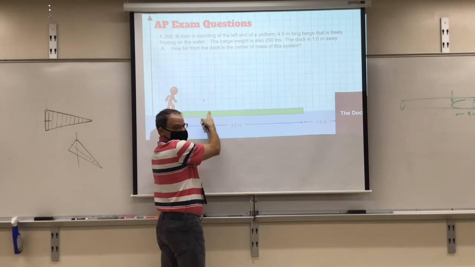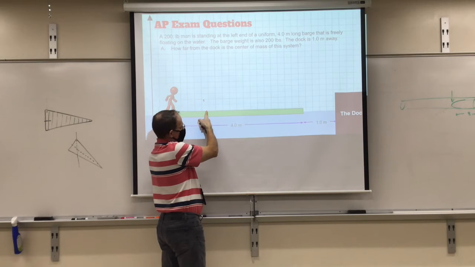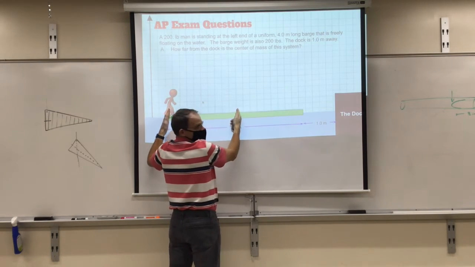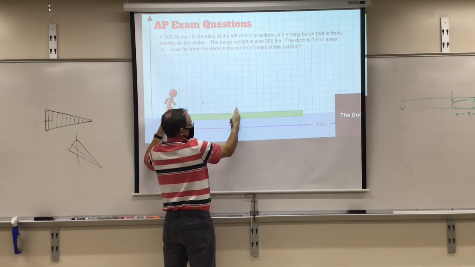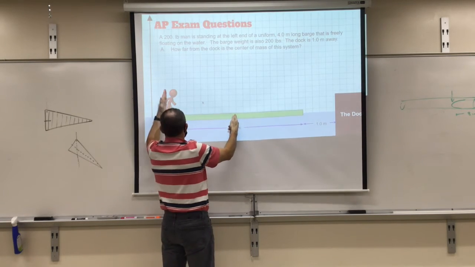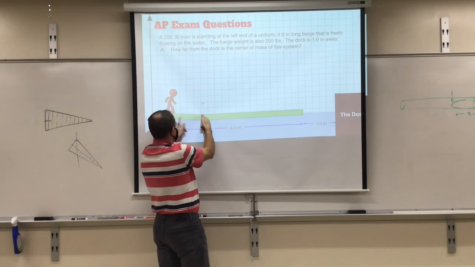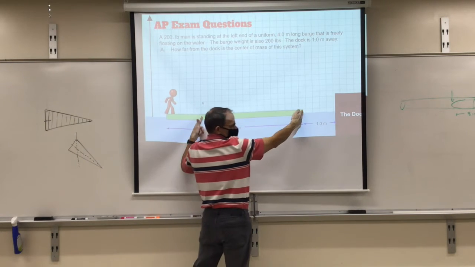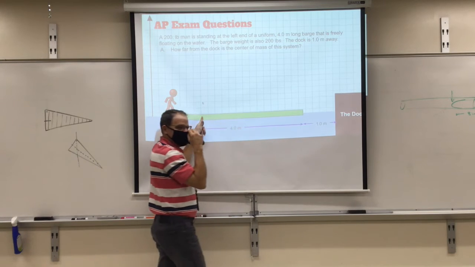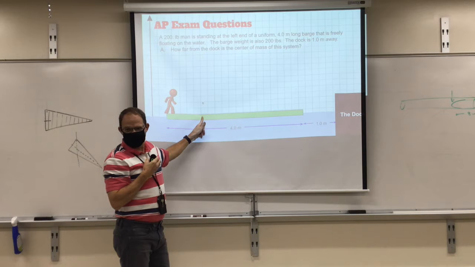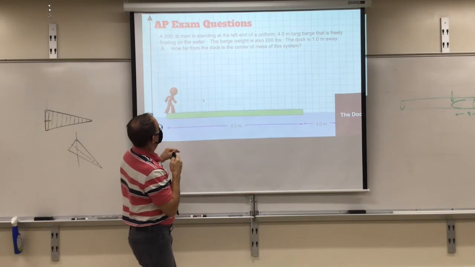Right here, right? How far is that from the dock? If this is 4 meters long, the middle's at 2 meters, right? So if you've got 200 pounds here and 200 pounds here, the center of mass is right here, which is 1 meter from the edge or 3 meters from here. So how far is the center of mass from the dock? 4 meters. Got that? Okay.